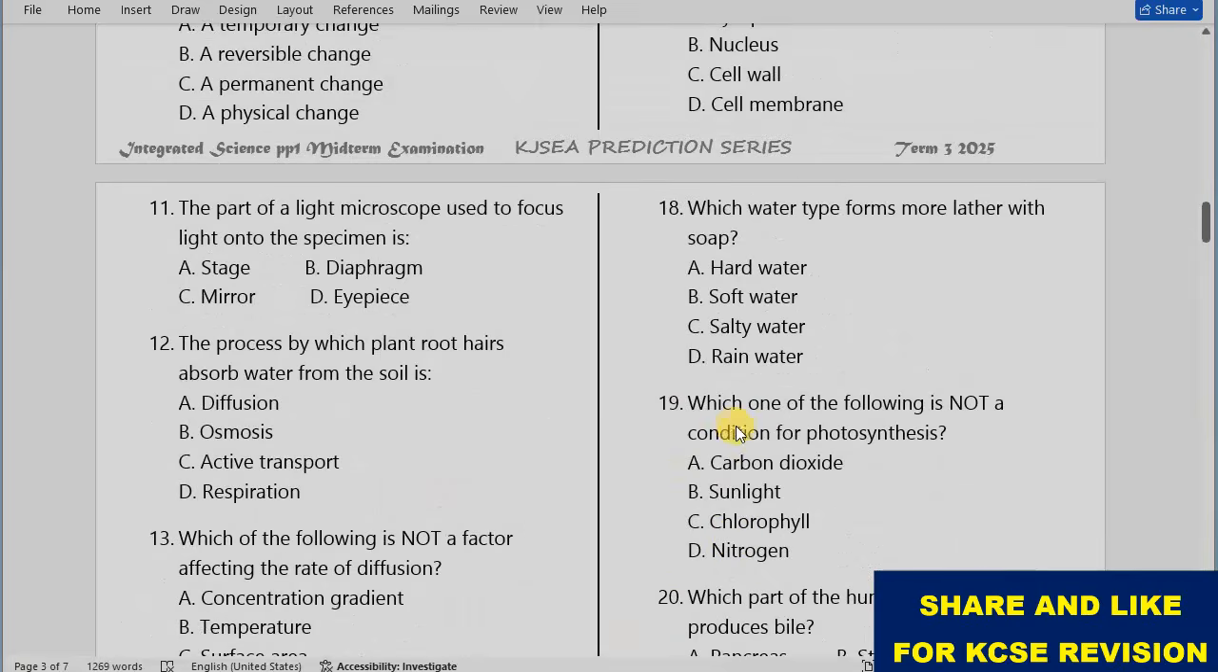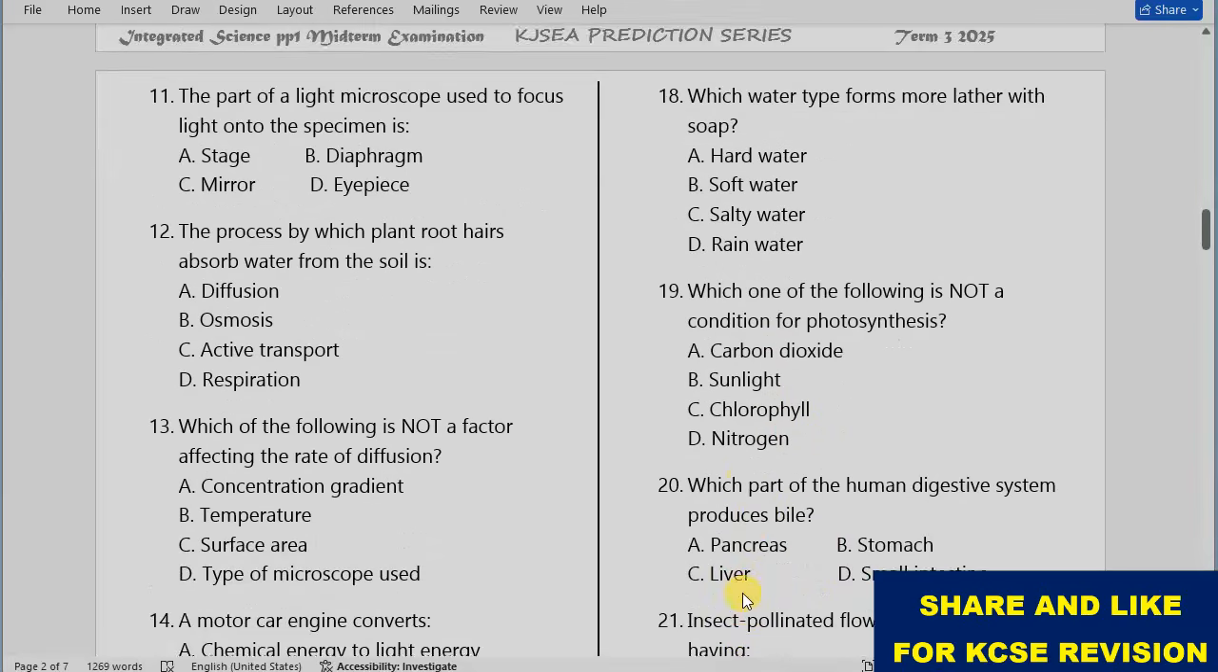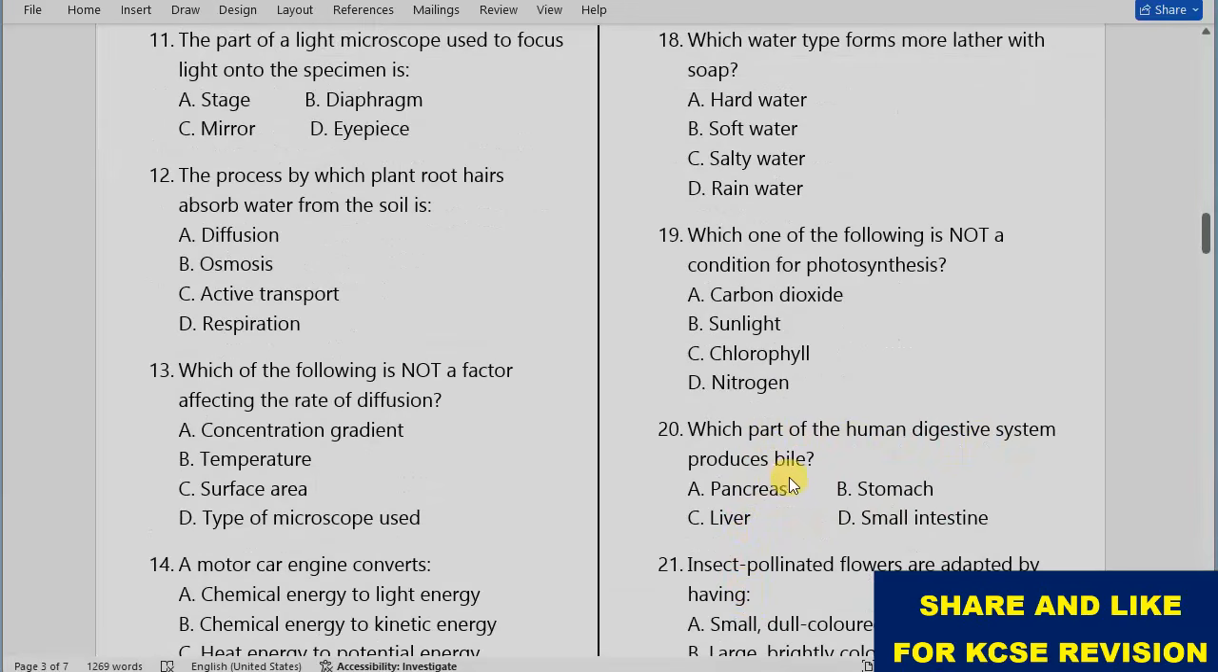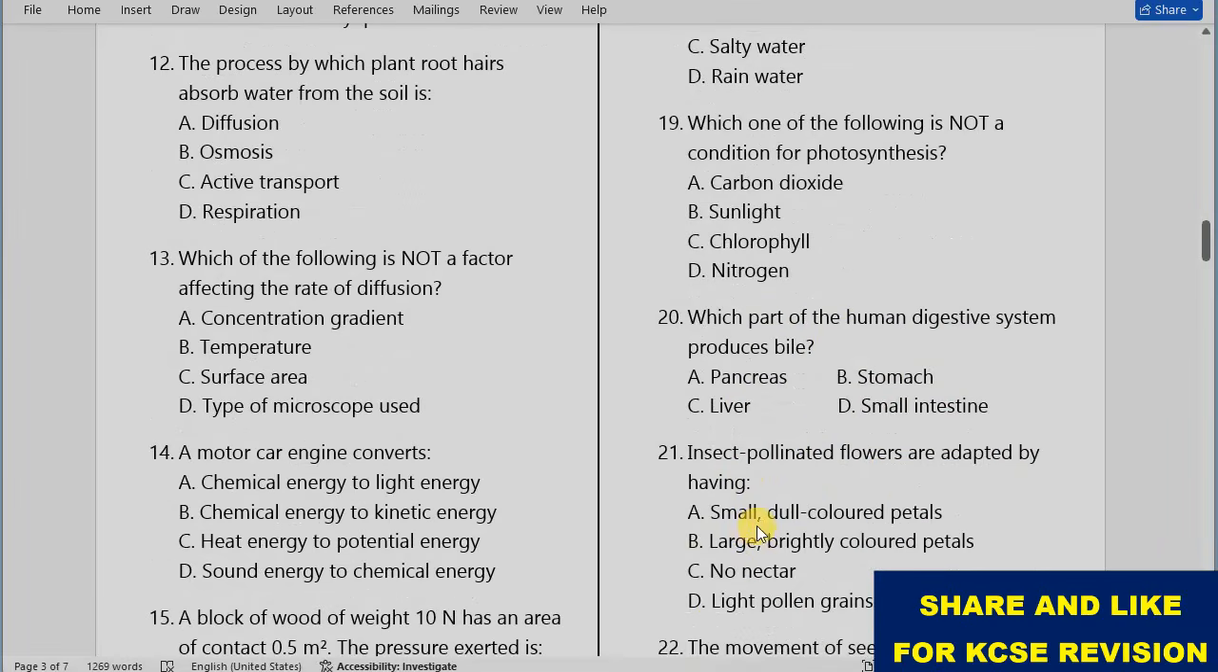Number 18. Which water type forms more lather with soap? Hard water, soft water, salt water, rainwater. That one is the soft water; it forms more lather with soap than hard water. Which of the following is not a condition for photosynthesis? D is not. Nitrogen is not required for photosynthesis, but the three others are required. Which part of the human digestive system produces bile? Bile is produced by the liver. So C produces the bile.